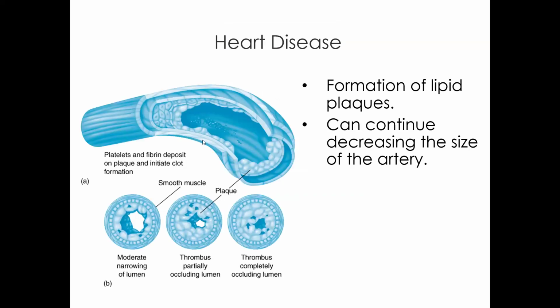This is what it looks like if we start to build up plaque, platelets, and fibrin deposits on the inside of the blood vessel, and it starts to narrow the lumen and restrict the blood flow. Your body adapts to these smaller areas, but the biggest concern is that a piece will break off and cause a blockage somewhere, and that's where you get the heart attack or the stroke. So formation of lipid plaques can continue decreasing the size of the artery. You can get pain, which ends up being angina. You can get decreased heart function. And then of course the risk of full blockage.